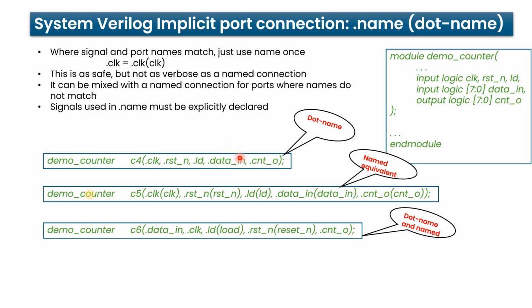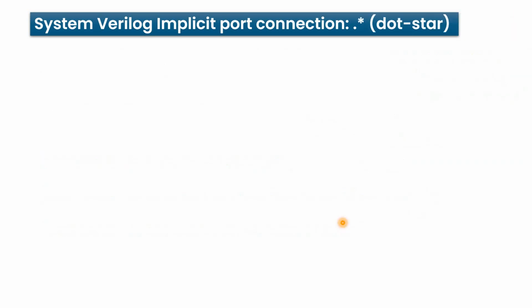Another important point is that SystemVerilog also permits using both approaches in a mixed manner. So if the port name and the signal name are the same, then we just use dot data underscore in. If they are different, then in brackets we connect the signal, dot ld, bracket load. So the mixed approach is also possible in SystemVerilog.